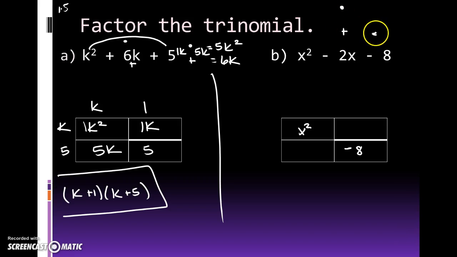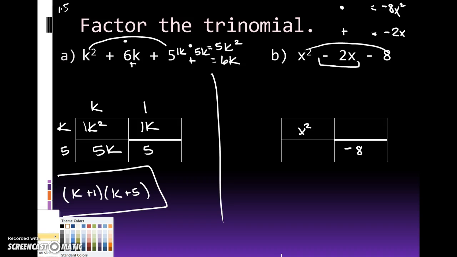I need two numbers that will multiply to give me this product. So x squared times negative 8 is negative 8x squared. This is always going to happen. You're going to multiply these. And then you want them to add to give you negative 2x. That's what we're thinking about in our heads.